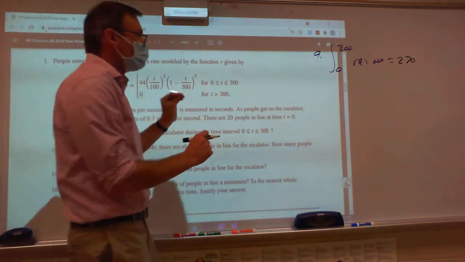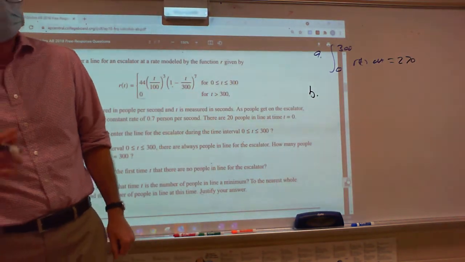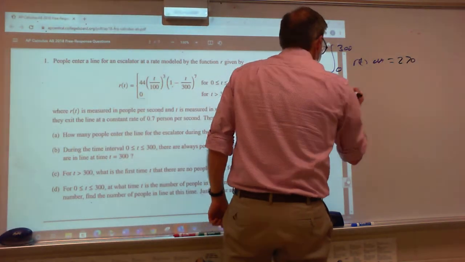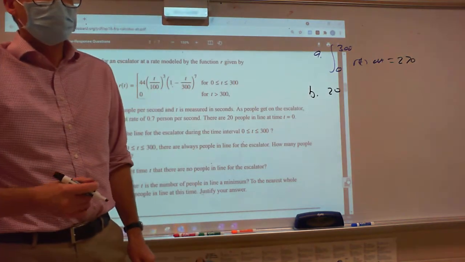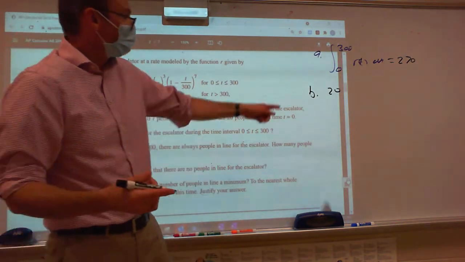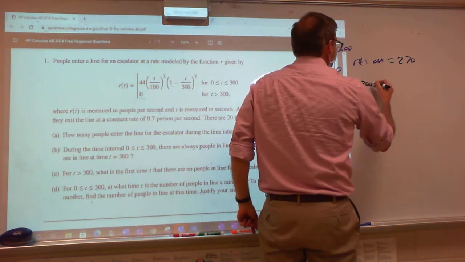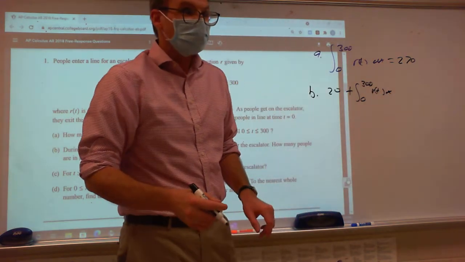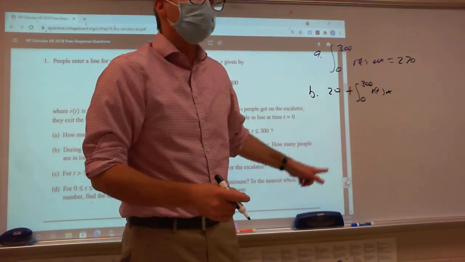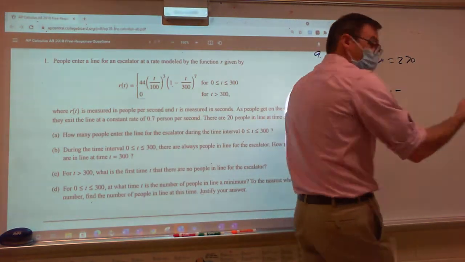So let's write down all the parts. How many people do we start with? 20. Okay. How many people were added? 270. We already did this. I'm going to go ahead and put the integral from 0 to 300 of R of t, but we know that number is 270. And then how many people left? 0.7 per second. So we're going to subtract.